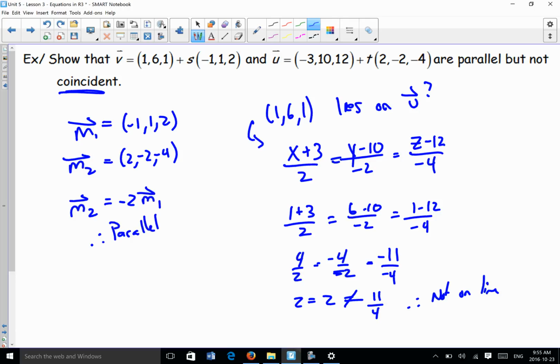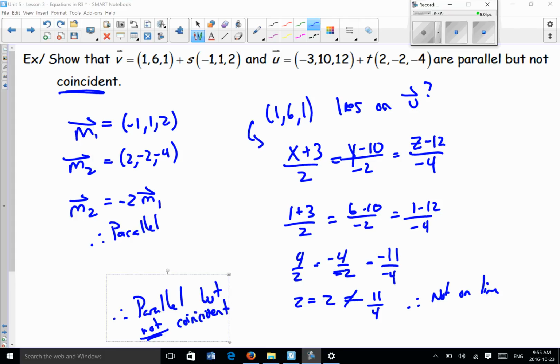Which tells us these are parallel but not coincident, because that point did not lie on that line. And that's the end of equations in R3.